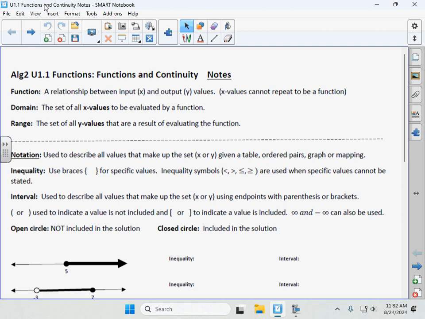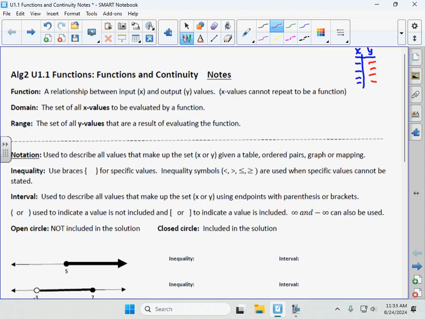A function is a relationship between the input values and the output values. Input are the x values and the output are the y values. You can think of an XY table. If we had an XY table, it's going to look something like that. All the values on the x side are the input values, and all the values on the right side, under the y's, are the output values.